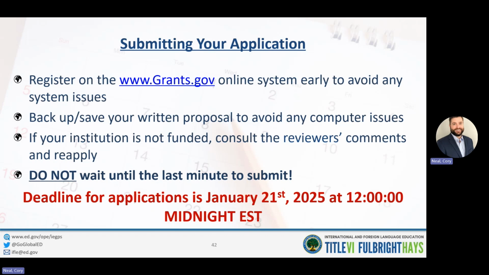You should register on grants.gov early to avoid any system issues. Backup save your written proposal to avoid any computer issues. And if your institution is not funded for this fiscal year, please consult the reviewer's comments. You can set up a meeting with me to discuss things and reapply. Do not wait to the last minute to submit, like I mentioned earlier. And the deadline for this year is January 21st, 2025 at 12 midnight.